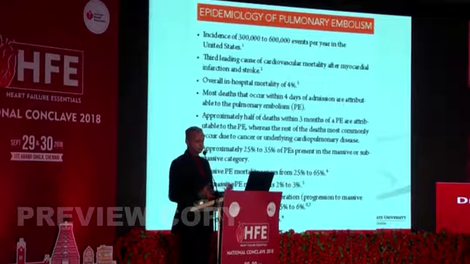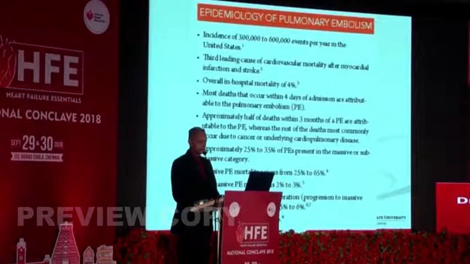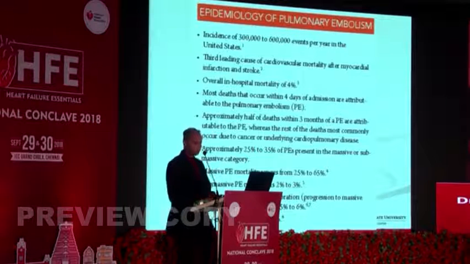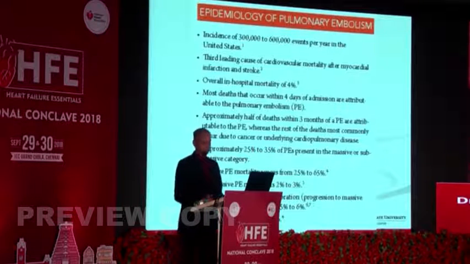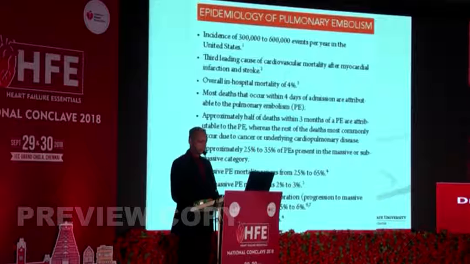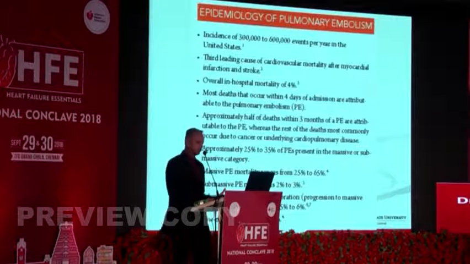Clearly, it's important to risk stratify. About 25 to 35% of PEs present in the massive or submassive categories. And the mortality in massive pulmonary embolism is as high as 65%, and in submassive pulmonary emboli, it's 2 to 3%. In low risk PEs, it's less than 1%. So as physicians, what do we do? We manage risk and we manage patients' expectations.